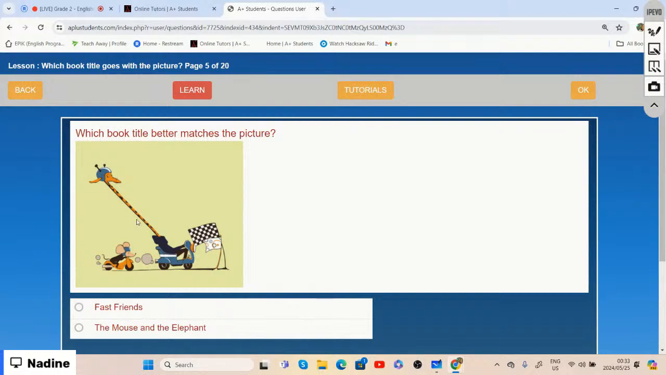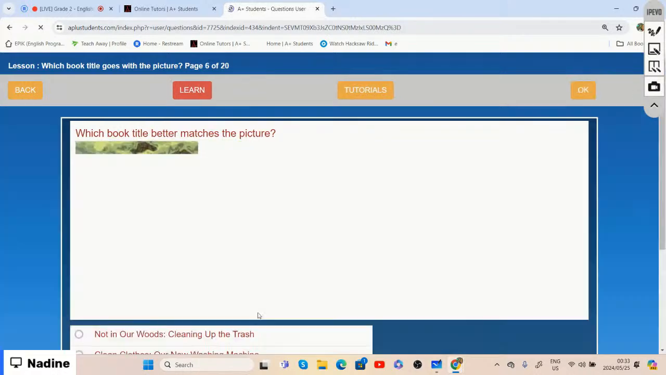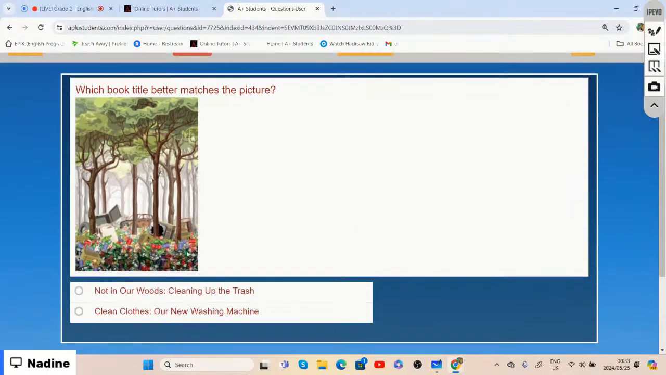So no, this is Fast Friends, which means that they are racing, right? Yes, so well done. Fast Friends is correct, because that is not an elephant, right? That is a giraffe. All right, so now we're looking at the next one.